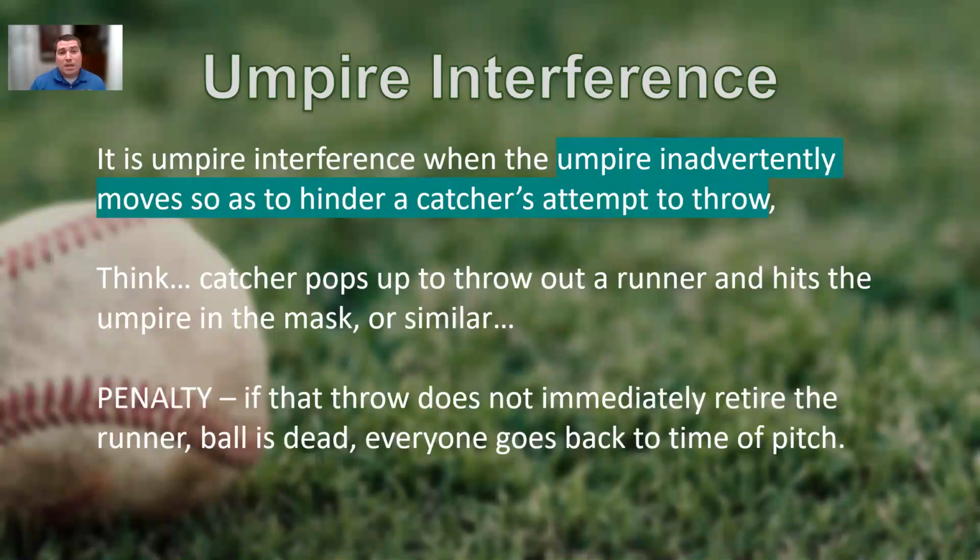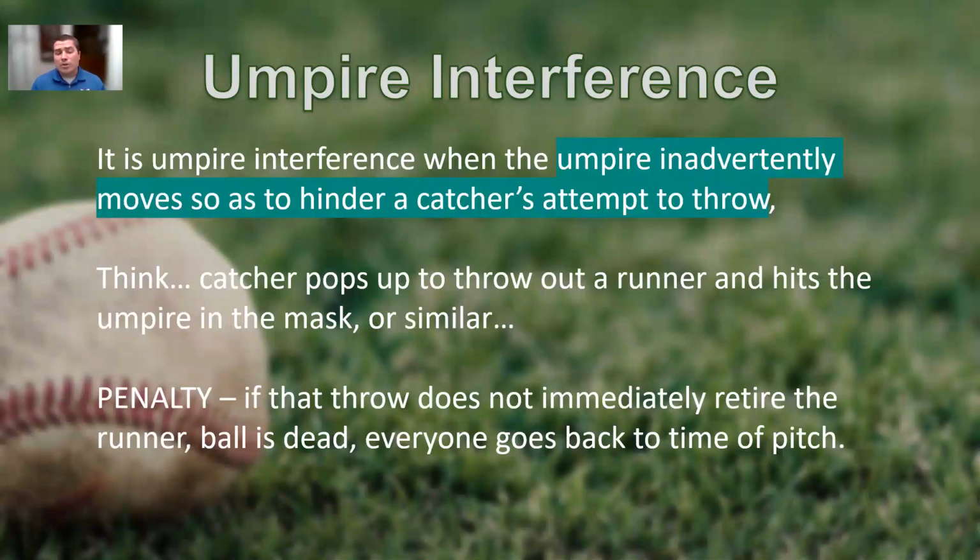So here's the penalty. If the initial throw, the actual throw from the catcher, does not immediately retire the runner he's aiming to get, now the ball is dead and everybody goes back to where they were at the time of pitch. There's no such thing as a do-over, but this is pretty darn close to it. So again, if the catcher pops up and he hits you in the mask and the ball drops down, something like that, maybe he rears back and hits you in the side or in the chest, all of those things could qualify for this rule.